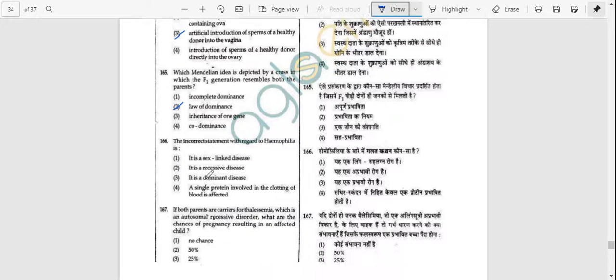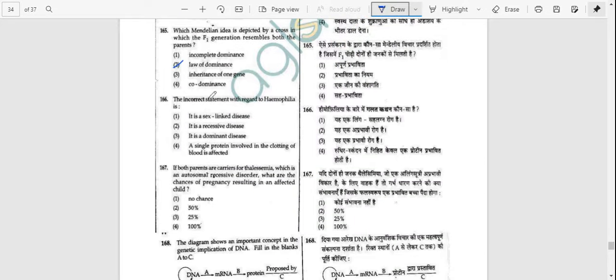Then question number 166, the incorrect statement with regards to hemophilia: it is a sex-linked disease, it is a recessive disease, it is a dominant disease, a single protein involved in the clotting of blood is affected. ये recessive, ये dominant. तो इस दोनों के बीच में एक ही आंसर है. So it is a sex-linked recessive disease. So it is not a dominant.